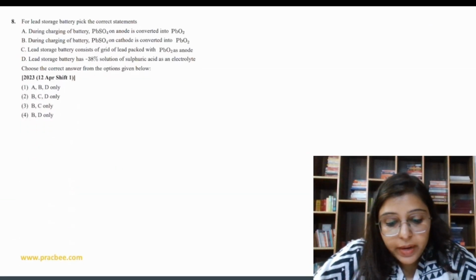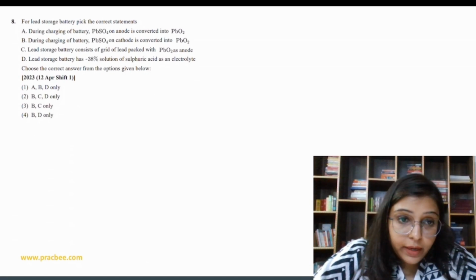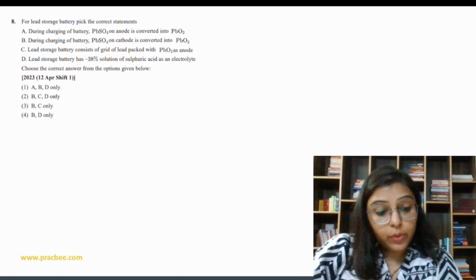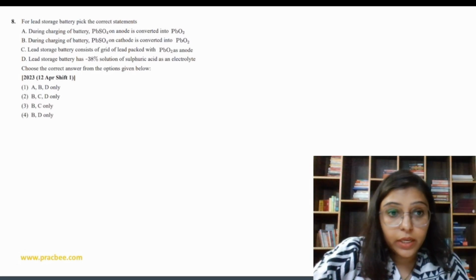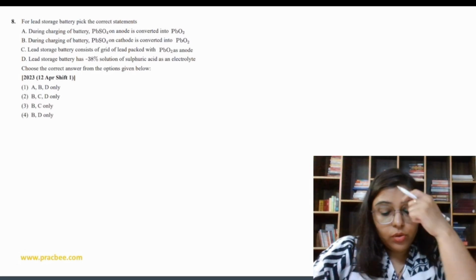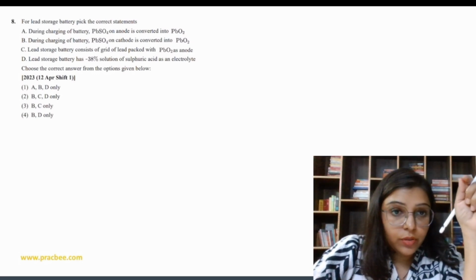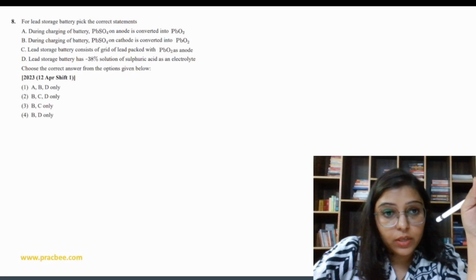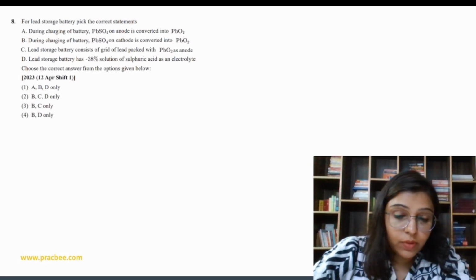For lead storage battery, pick the correct statement. During charging of battery, PbSO4 on anode is converted into PbO2. This is statement number 1. So, in order to do this question, we have to know the chemical reaction which is associated with the charging or discharging of the battery.